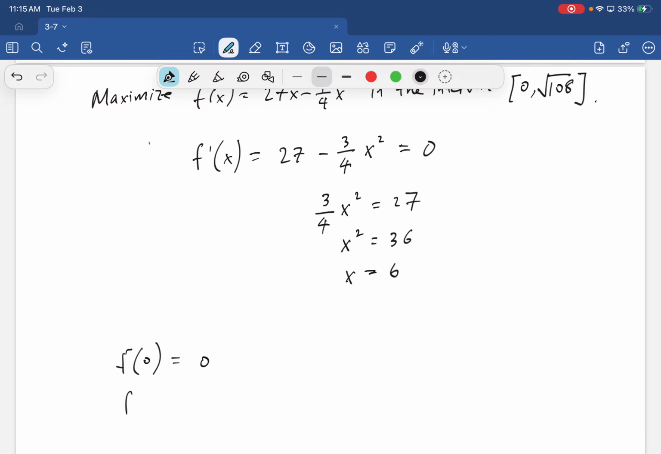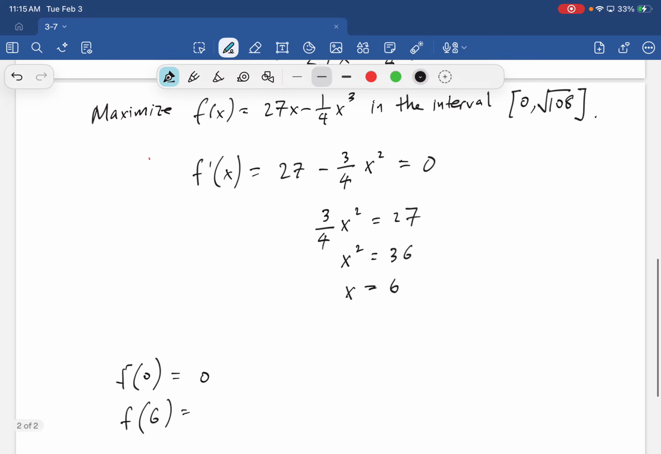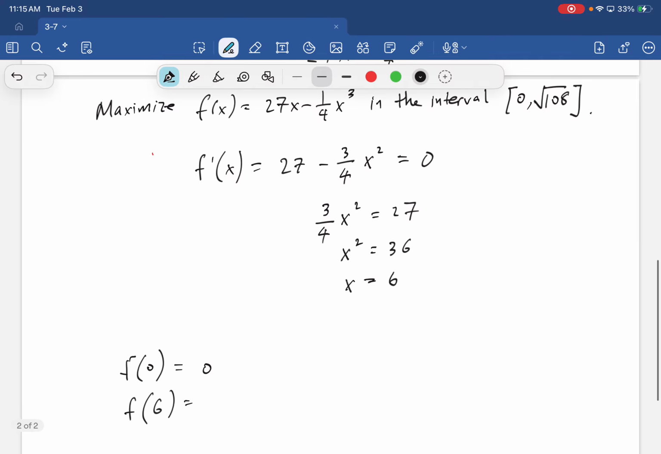And if I keep simplifying this, you guys all know how to do this, so I'm going to do it quickly. I'm going to get this.